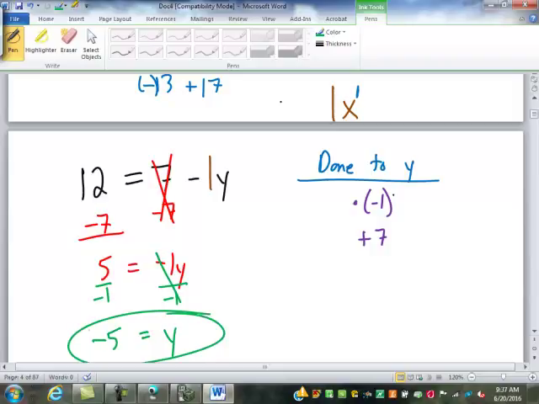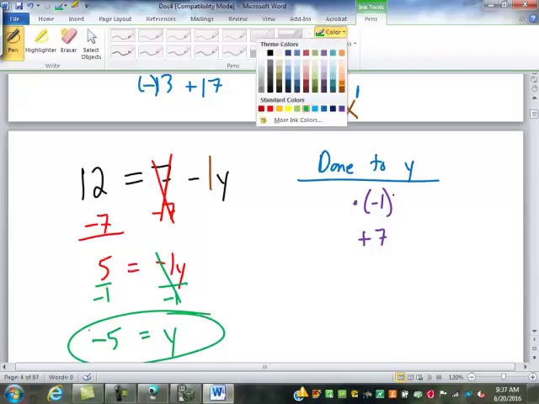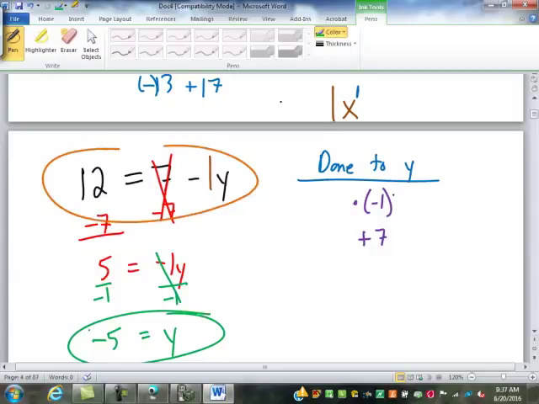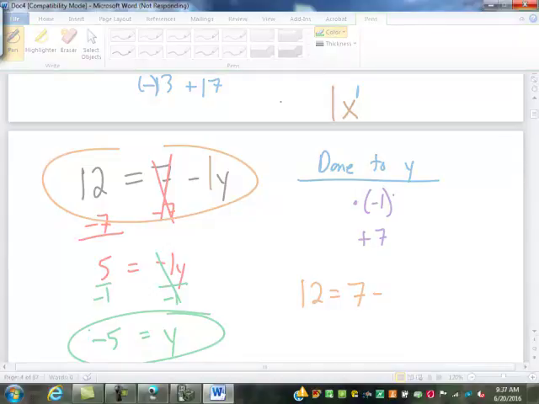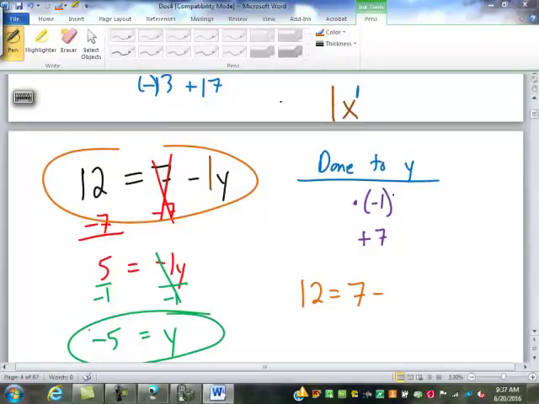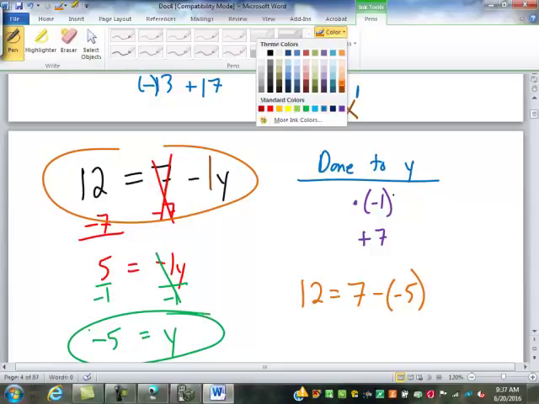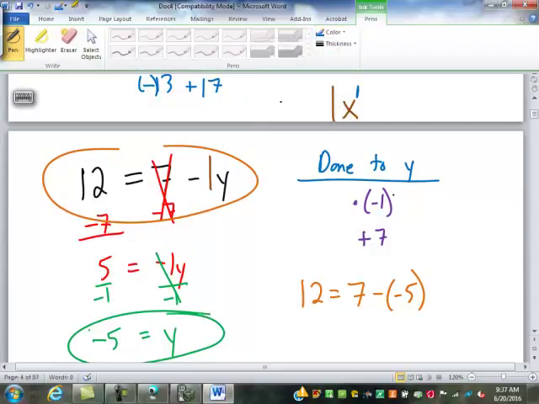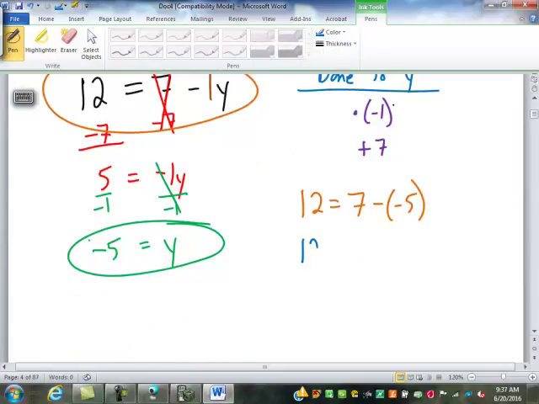This one's a little tricky to double check. If you go back up here, 12 equals 7 minus y, and y is a -5, so it's minus a -5. So you have to remember our rules for negatives. 7 minus a -5 becomes 7 plus a +5, which is 12. So 12 equals 12. What do you think?